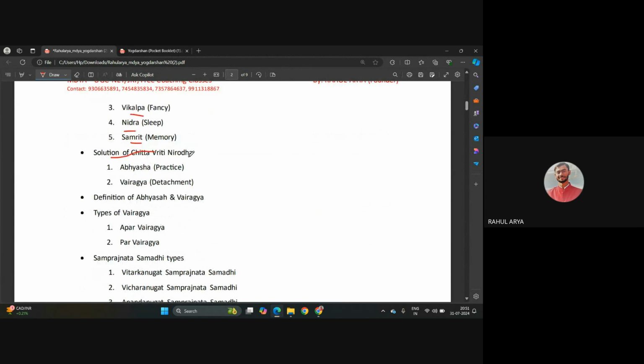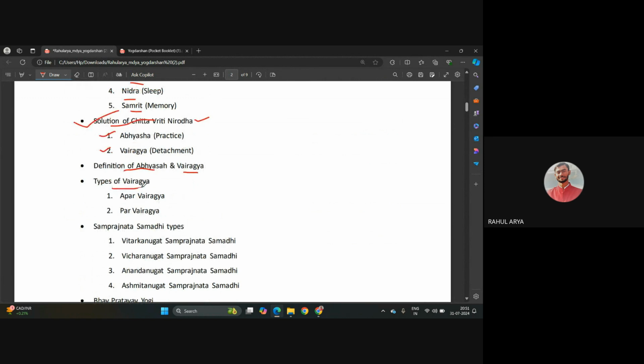Solution of the Chitta Vritti Nirodha, meaning by which method we can control the Chitta Vrittis, is described here: abhyasa and vairagya. Then after that, the definition of abhyasa is there, and the definition of vairagya is also here, and types of vairagya also. Apara vairagya and para vairagya are described here.